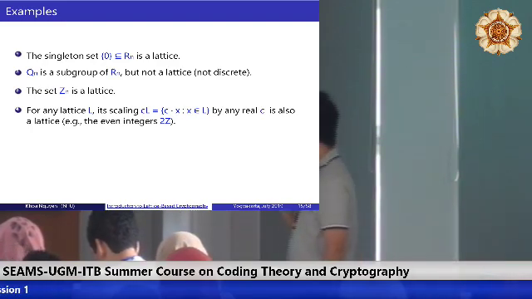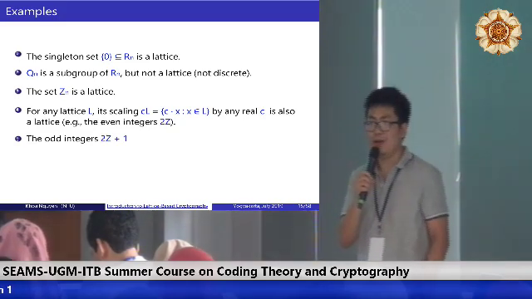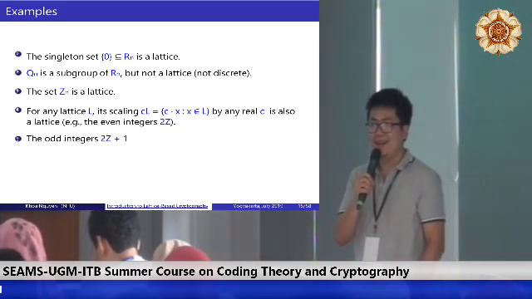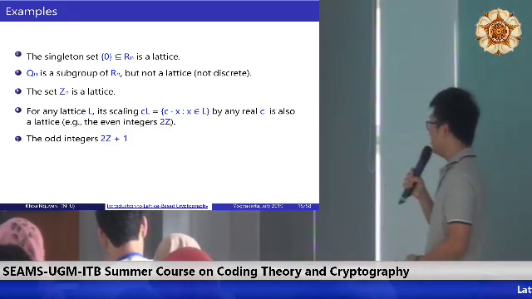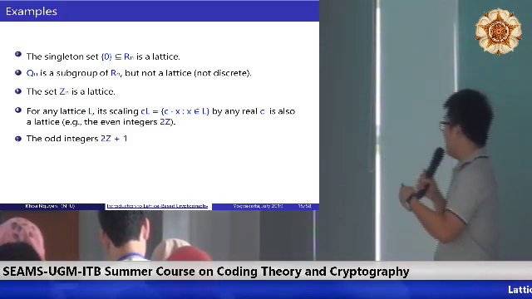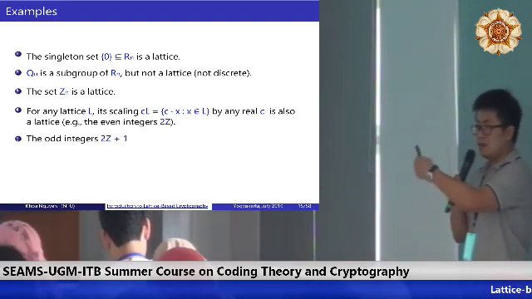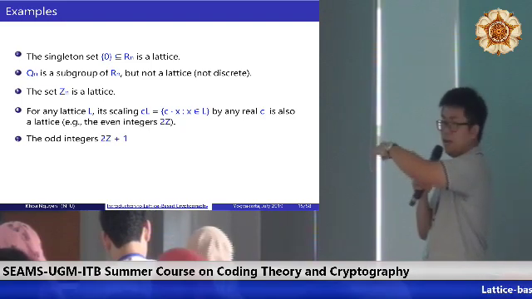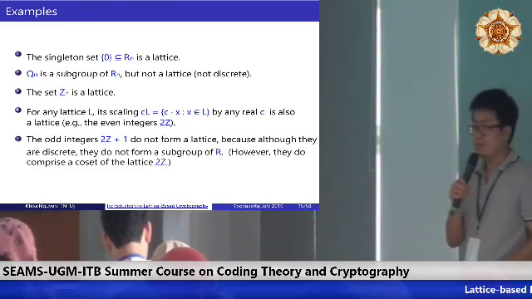And how about the set of odd integers? Why not? It's discrete, but not a subgroup of the whole set. Yes, they do not form a subgroup of R. However, it is a coset of the lattice 2Z that we considered in the previous example.